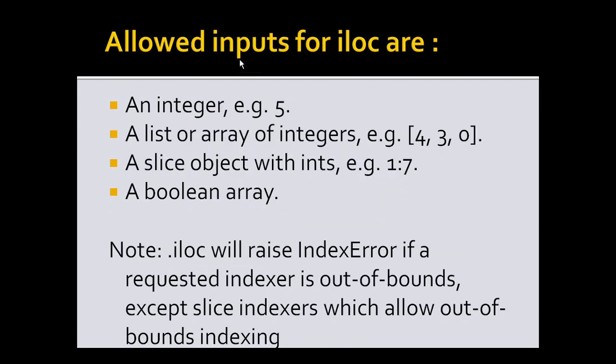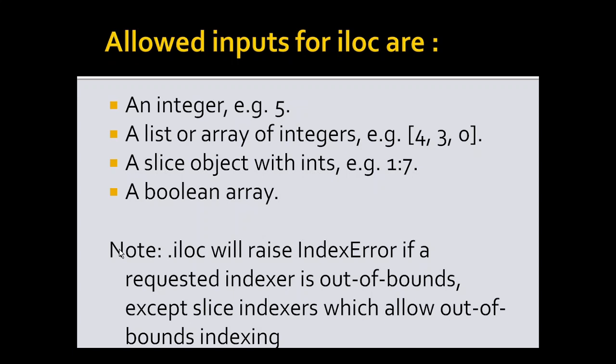Now the type of inputs which are allowed for iloc is an integer, for example 5, okay, and this is the position. A list or array of integers you can provide in a list, for example 4, 3, 0. Okay, so this is the integer position, we can say. A slice object with integers. You can use a slice object. You can provide integers, numbers, and you can use this colon. A boolean array you can use.